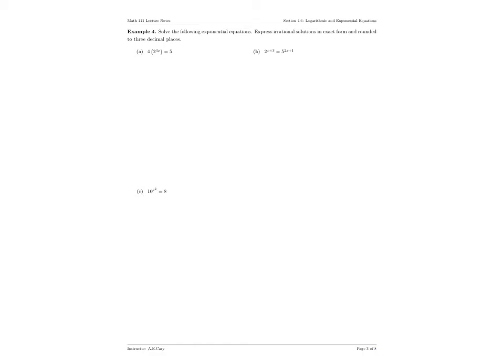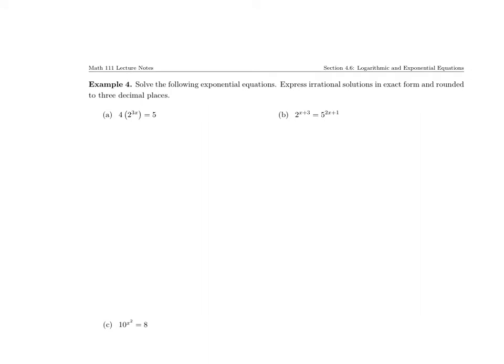The first problem is on page 3. It's going to be part A over here. So it says solve the following exponential equations, express irrational solutions in exact form, and round to 3 decimal places. So you'll see me use a solution set and then plugging these things into a calculator.